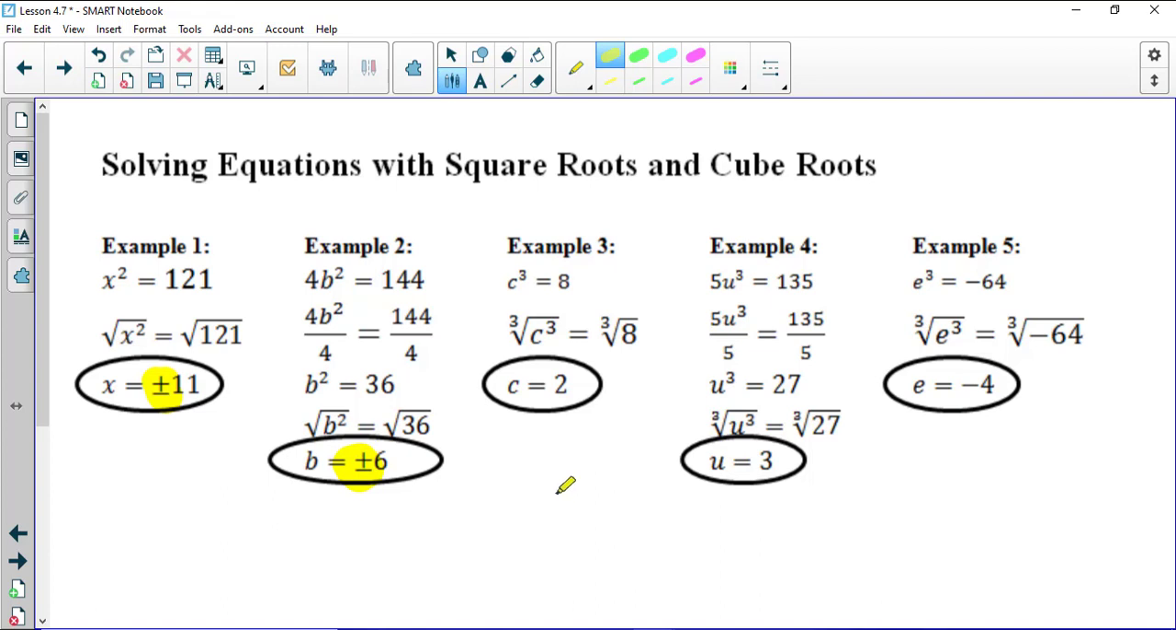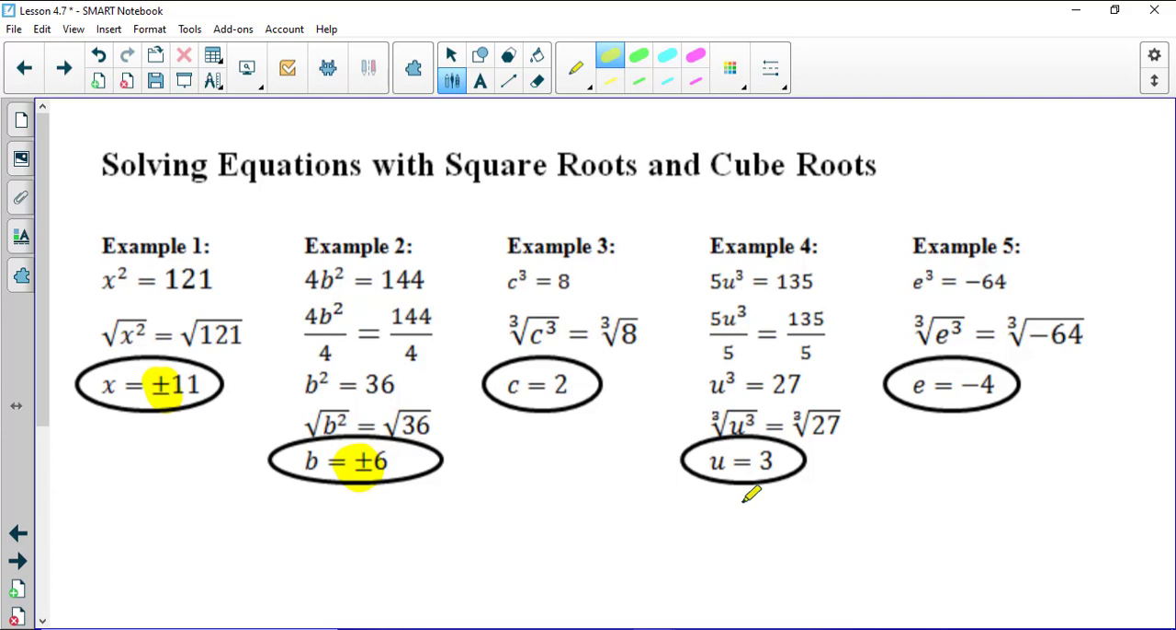We can do the same thing for cubes, except instead of taking the square root, we're going to take the cube root. What undoes cubing a number is taking the cube root. The cube root of c cubed is c, and the cube root of 8 gets us 2. Now this one doesn't have a plus or minus. 2 cubed gets me 8, but negative 2 cubed does not. Negative 2 to the third power gets me negative 8, so there's not two solutions to that.